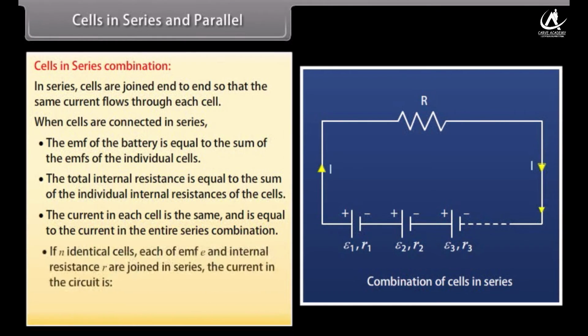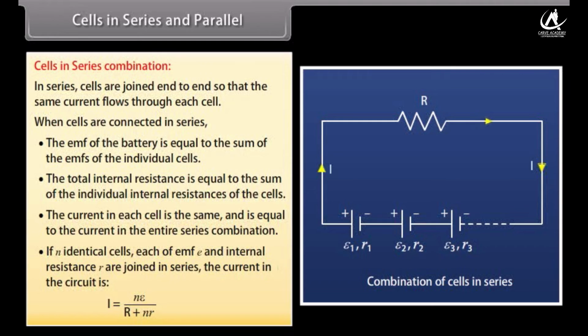combination. If n identical cells, each of EMF E and internal resistance r, are joined in series, the current in the circuit is equal to nE divided by (R + nr). Cells in parallel combination.